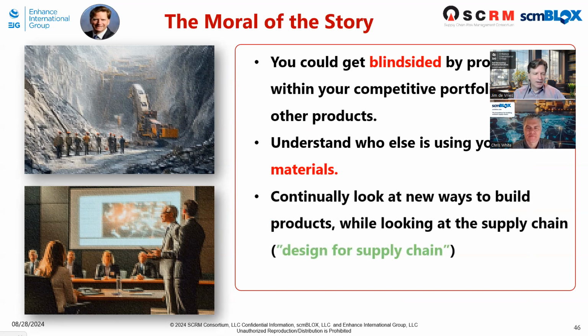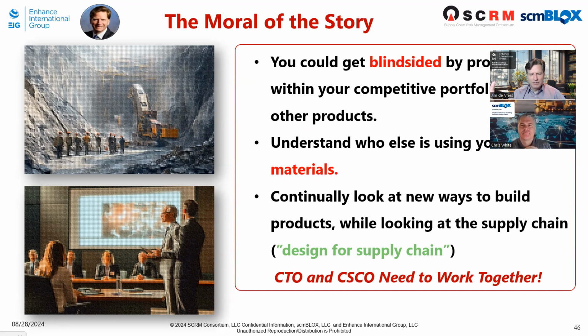And then you need to continually look at new ways to build products while looking at the supply chain and really doing a design for your supply chain. And one other lesson we've seen is the CTO and the supply chain officers need to work together. Very often they're in different parts. They may not even talk to each other except for their monthly meetings, but they need to really start working together to plan for design for supply chain in these types of events.